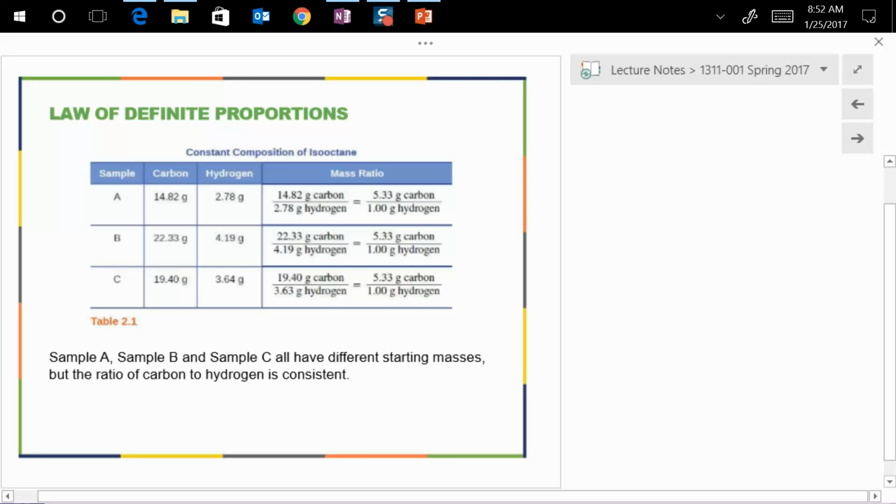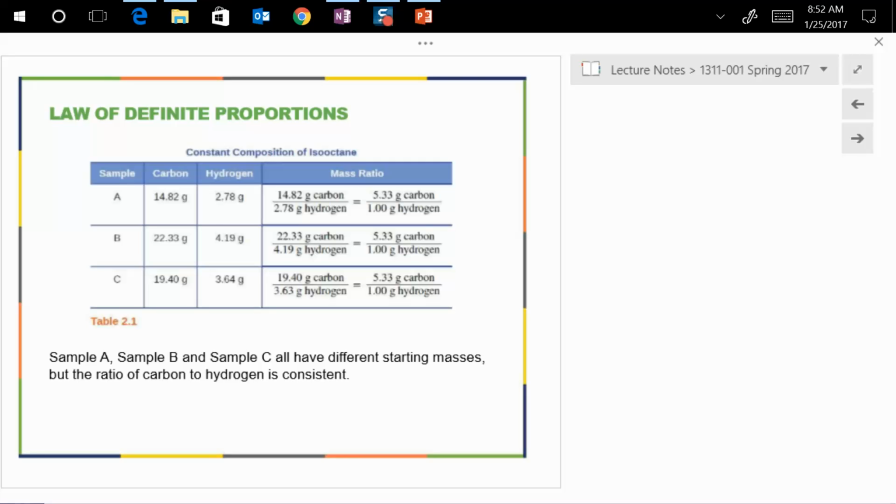Okay, so here's the law of definite proportions. It's showing us how these things hold true to be in these whole number ratios. Samples A, B, and C all have different starting masses: 14.82 grams of carbon, 22.33 grams of carbon, 19.40 grams of carbon. Okay? But the ratio of carbon to hydrogen is consistent.